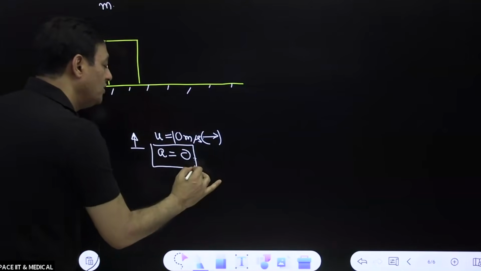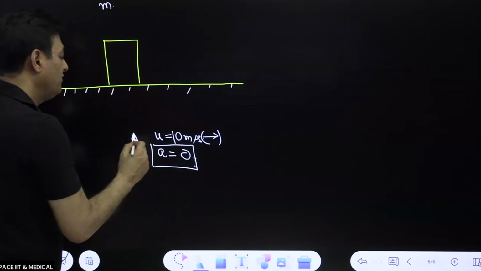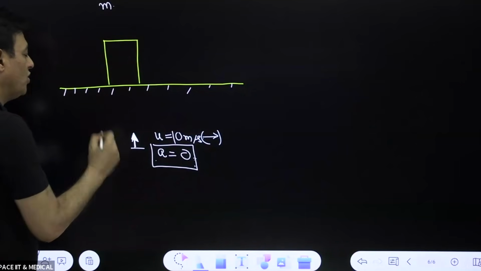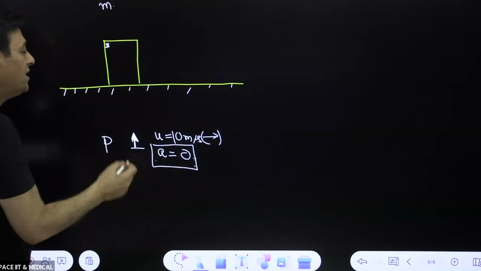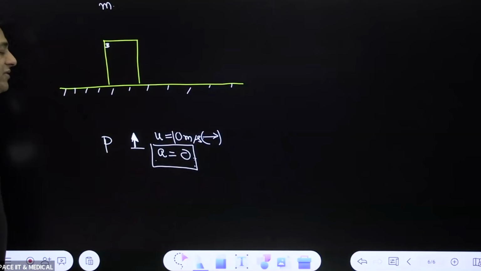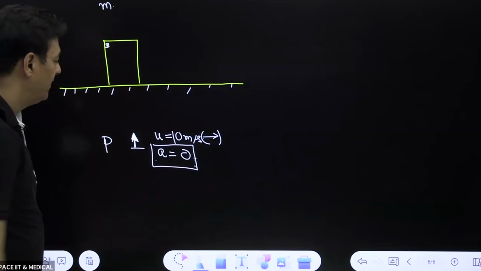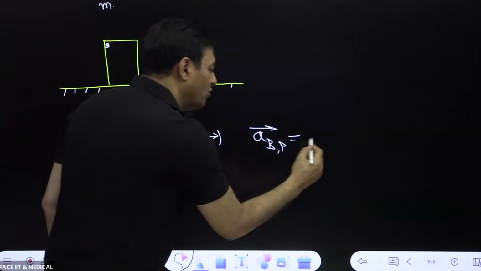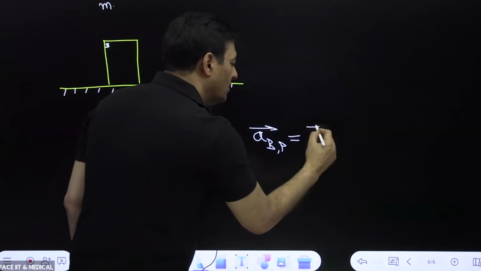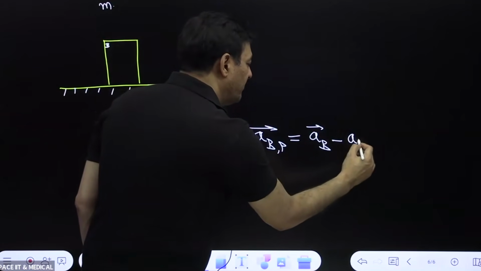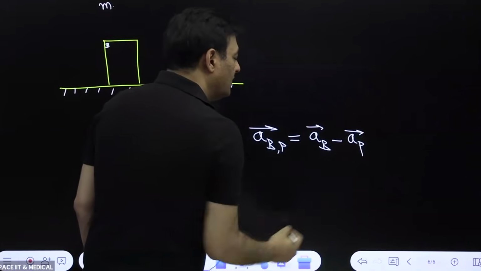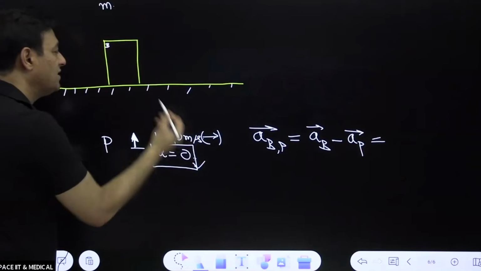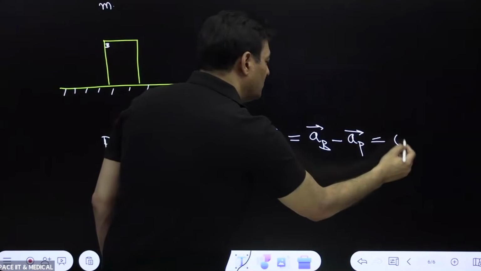If my acceleration is zero, what will be the acceleration of this block relative to me? This is me, Praveen, and this is the block. So what is the acceleration of the block as observed by Praveen? The acceleration of the block as observed by Praveen will be equal to the acceleration of the block minus the acceleration of Praveen. And that is zero, because the acceleration of Praveen is also 0, and the acceleration of the block is also 0.